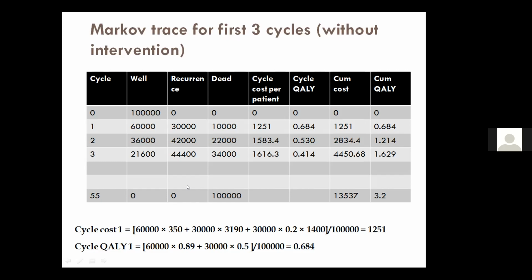How many people are well? 60,000. Plus recurrence is 30,000. What is the per unit value? 3,190. And then plus 20% of this 30,000 will require extra cost on palliative care, and the per unit cost is 1,400. So add these and then divide by the total number of the cohort, 1 lakh, and you get 1,251. This 1,251 is placed here.